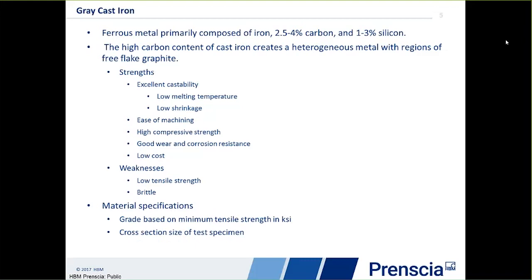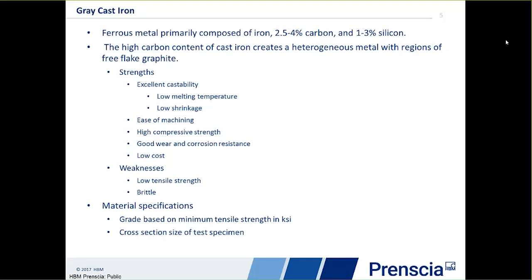mixed through the thing. Cast iron tends to have very good properties in terms of being an excellent casting material. It has a relatively low melting temperature compared to steels. It has very low shrinkage, so it basically is an excellent casting material. The graphite in it actually makes it easy to machine. It also has good wear capabilities because of the graphite. It has very high compressive strength. It's got very good thermal conductivity, good vibration damping properties, and relatively low cost.